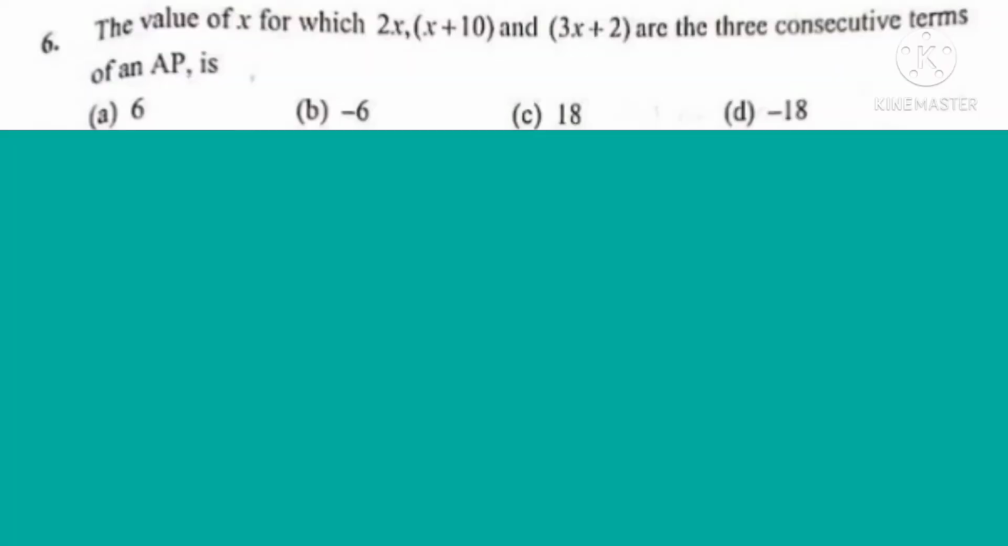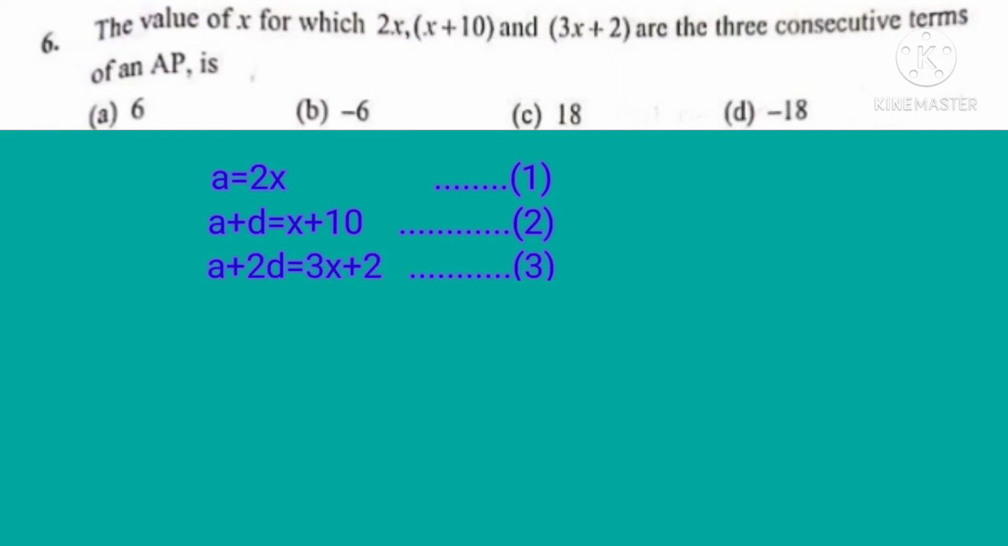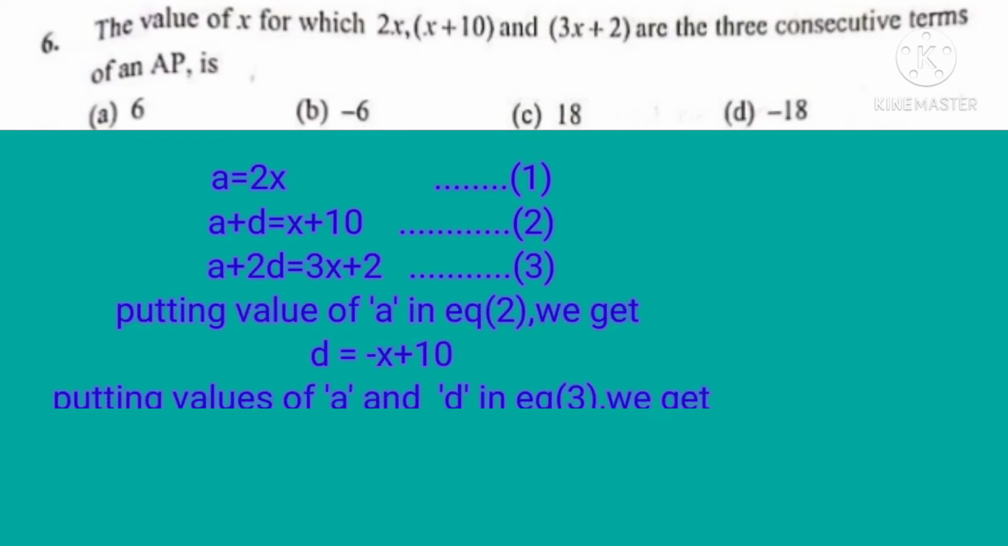Question number 6 is, the value of x for which 2x, x plus 10 and 3x plus 2 are three consecutive terms of an AP. First write the first term, called a, that is a is equal to 2x. The second term is a plus d, we apply a plus n minus 1 into d, the formula to find the nth term. So it is a plus d is equal to x plus 10, and the third term is 3x plus 2. The third term will be a plus n minus 1 into d, that is a plus 3 minus 1, a plus 2d.